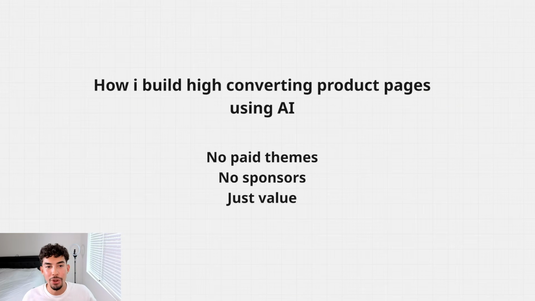In this video, I'm going to be showing you how I build high converting product pages using AI. And so in this video, I'm going to be showing you guys a step-by-step live video of me building out my most famous product page that I've used to make over $100,000 with organic dropshipping.